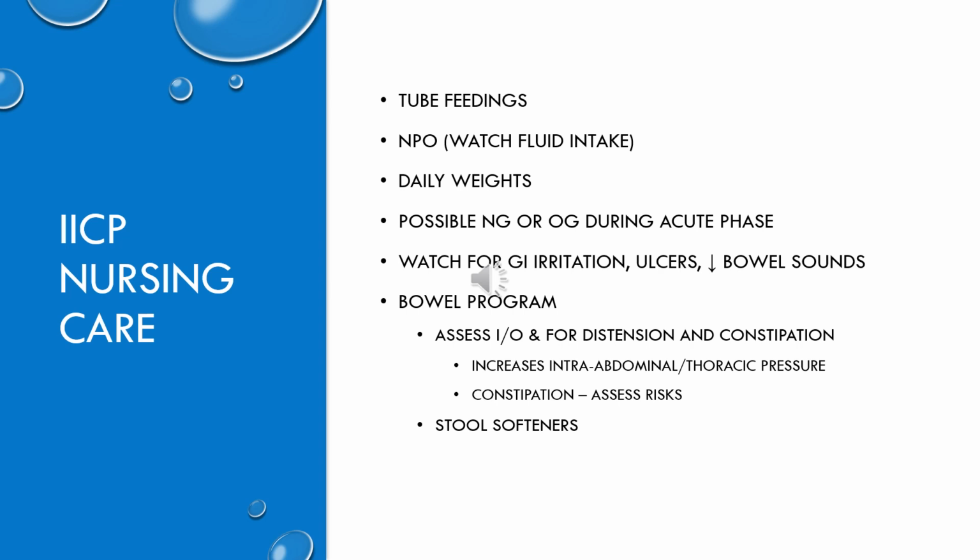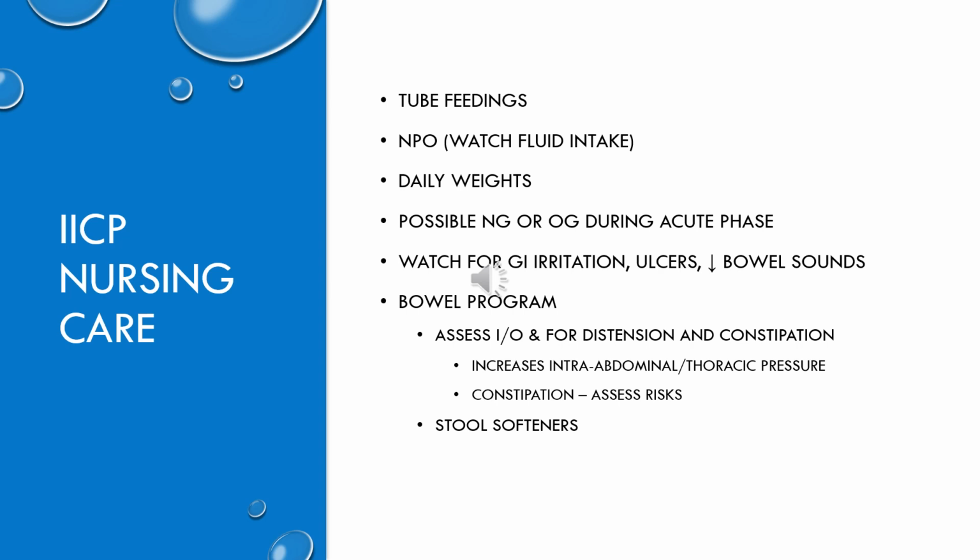Watch for GI irritation, ulcers. We talked about this yesterday in our case study. The patient had famotidine ordered for prevention of peptic ulcer disease. You also want to monitor their blood sugars because you may see a drop in this as well. Bowel programs, assess your I&O. You're going to look for distension and constipation.